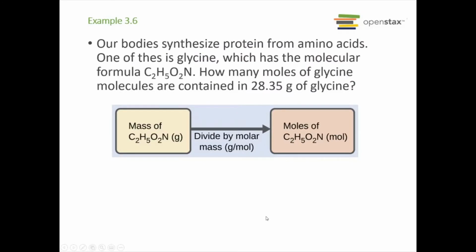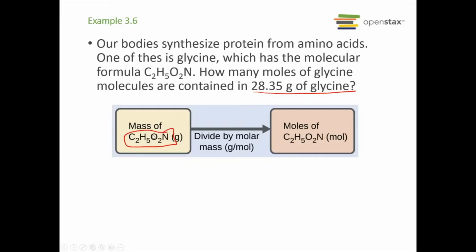All right, here's another example. We're told our bodies synthesize protein from amino acids. One of these proteins is glycine, which has the molecular formula C2H5O2N. How many moles of glycine molecules are contained in 28.35 grams of glycine? So here we want to go from mass to moles, and we're given 28.35 grams of glycine, but we're also given the formula of it. So we can figure out its molar mass by calculating it.